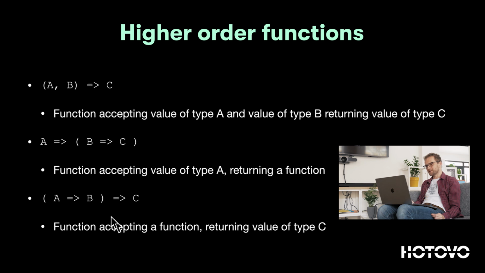Here's the example with the function accepting a function and returning a value of type C. This is pretty common. If you have a list or array and you're using map on that array, the map function accepts a function and transforms all of the elements of the array, returning the array with all of the elements transformed. So this is the higher order function that accepts a function as a parameter. Now we're going to focus on that kind of function, the second one.